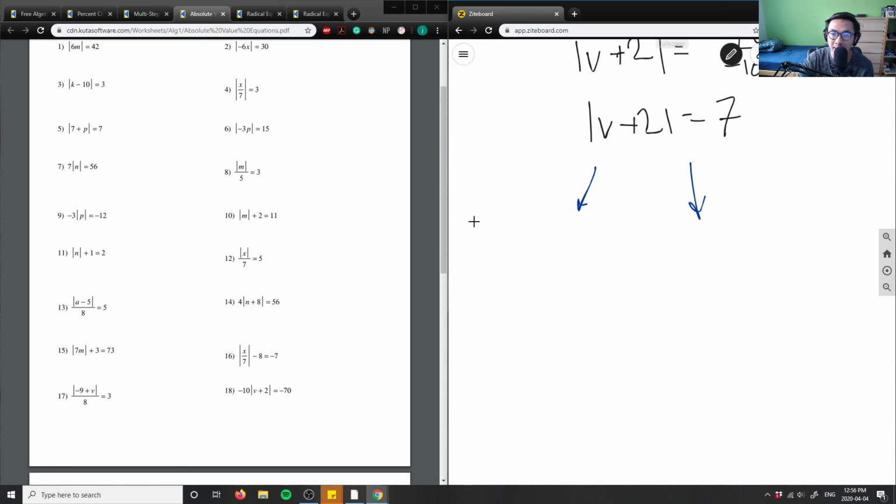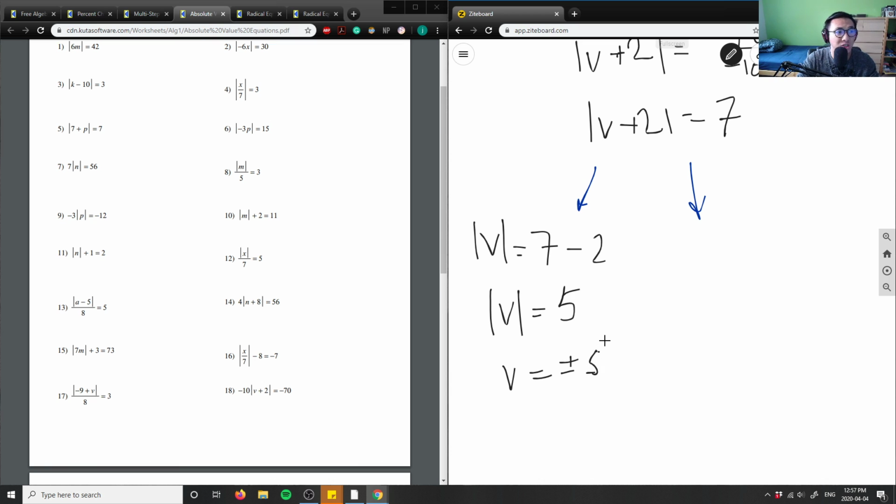So case 1, I have the absolute value of v equals 7, and the opposite operation of plus 2 is minus 2, right? Minus 2 in this case. Absolute value of v equals, I have here 5. Is that correct? Hold up. Am I mixing up something? 7 minus 2 is 5. Yes. And then this v here can be either plus or minus 5, right?